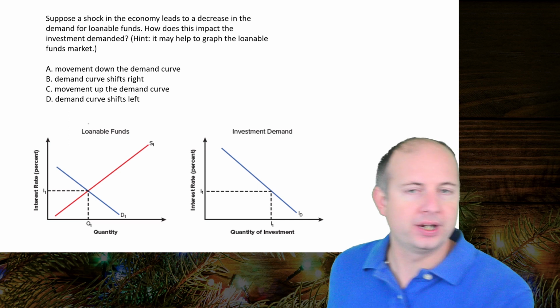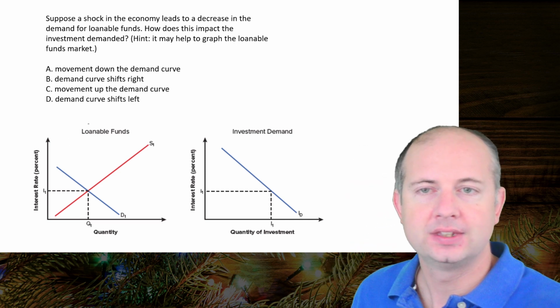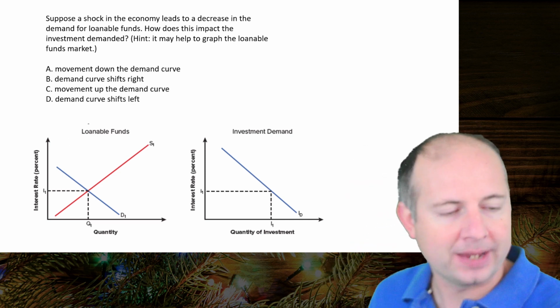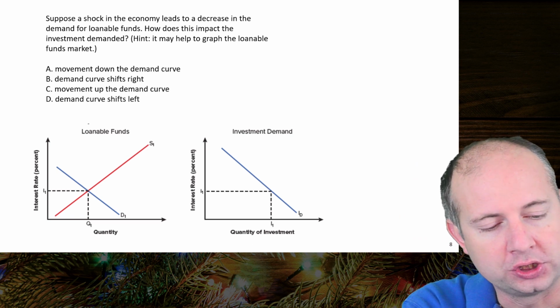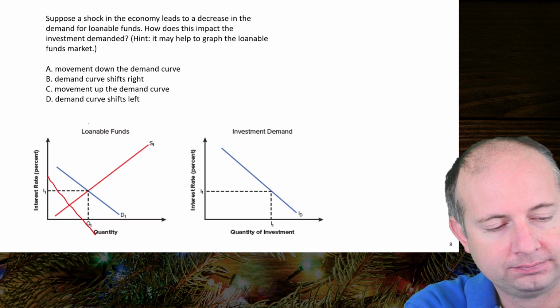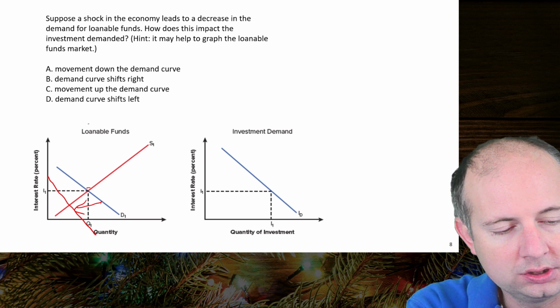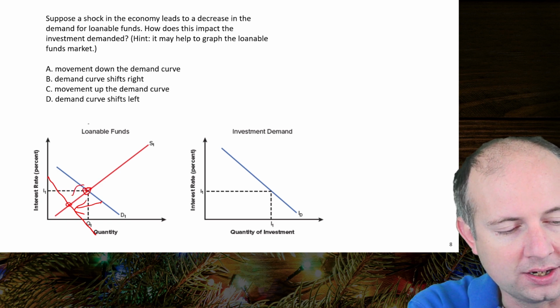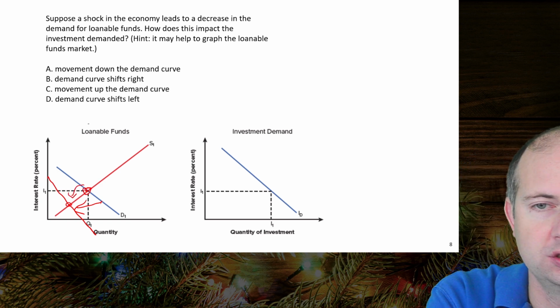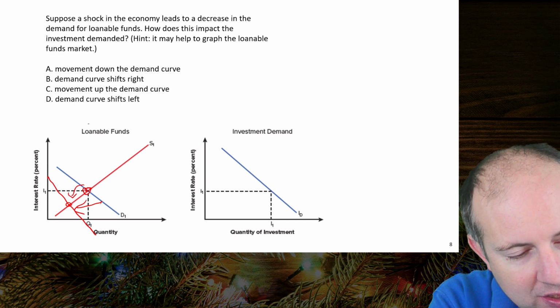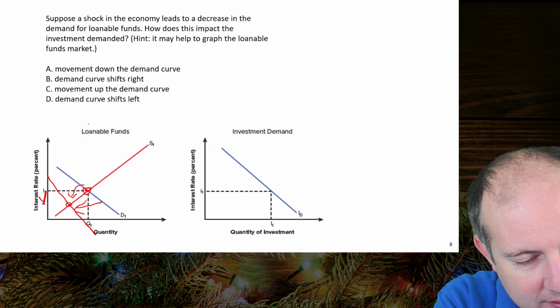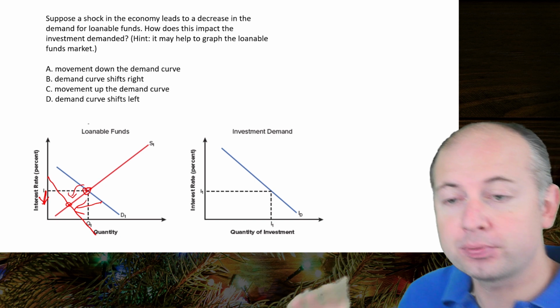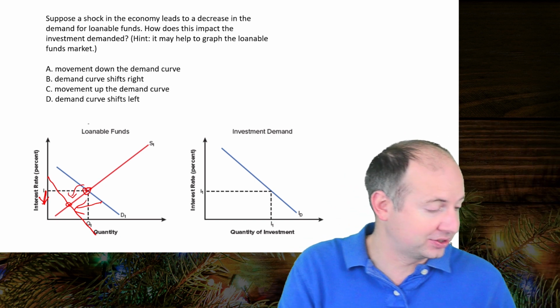So in the problem, what it tells us is there is a decrease in demand. That means demand for loanable funds will shift to the left, going from here to here. What we can see from there is the interest rate is going to go down, right? So the interest rate decreases. I think probably most of us got there successfully.